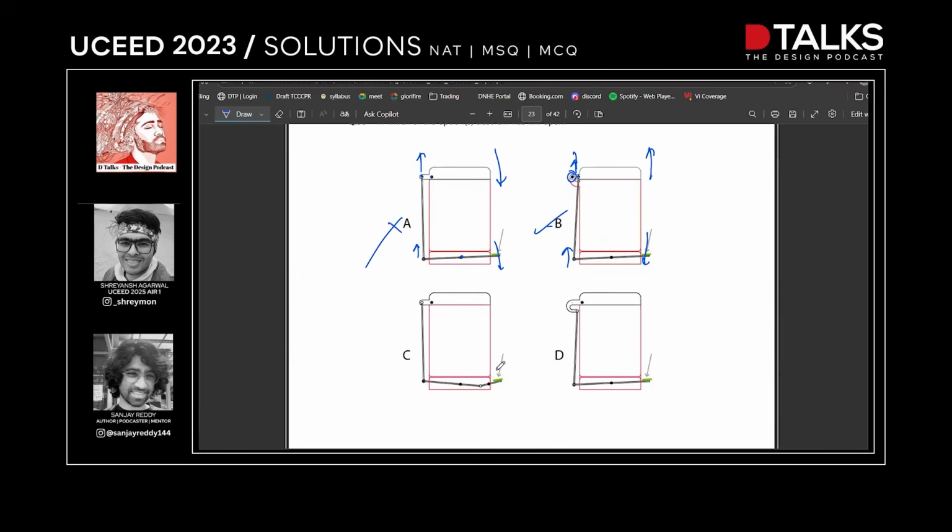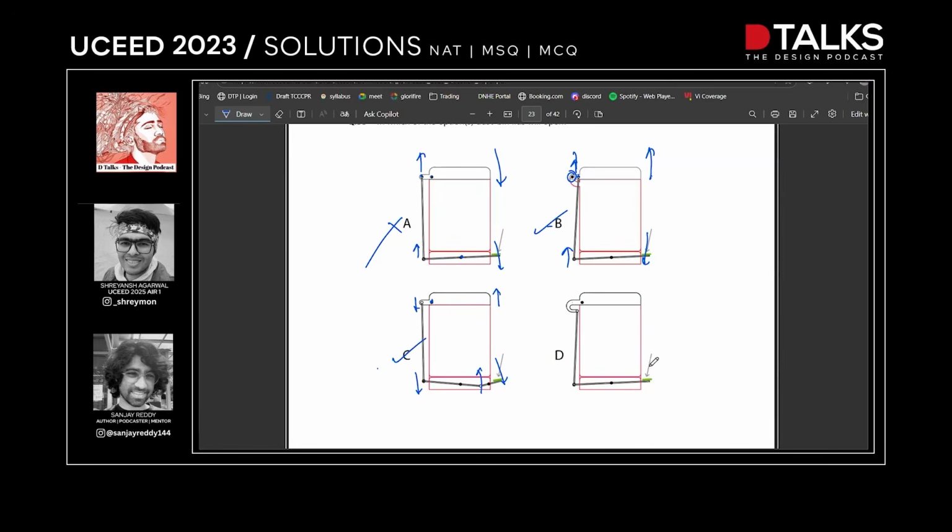Option C, you push this down, this white part will go up, there's a hinge here. If this goes up, this part will go down. This part will also go down. This is a hinge, so that means this part will go up. Option C is also correct.